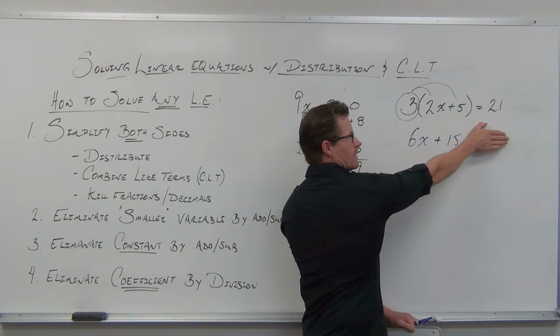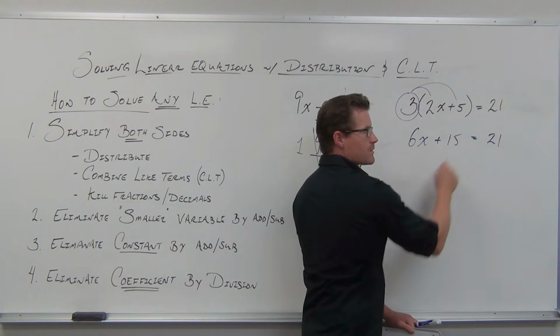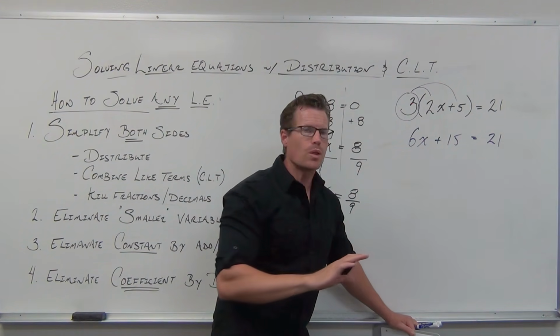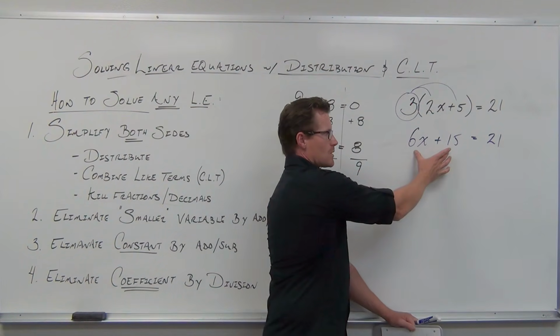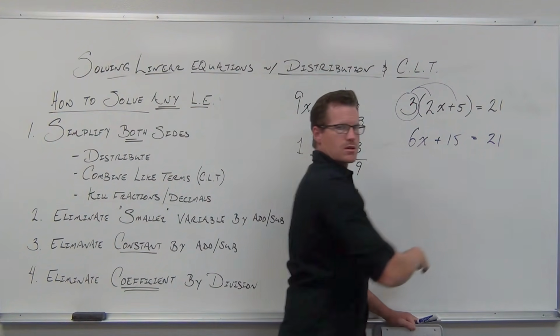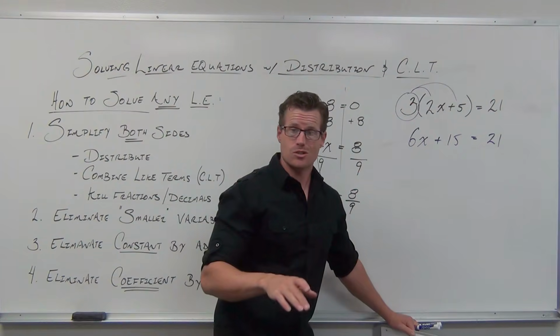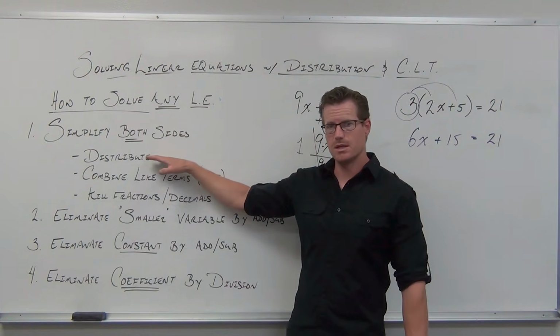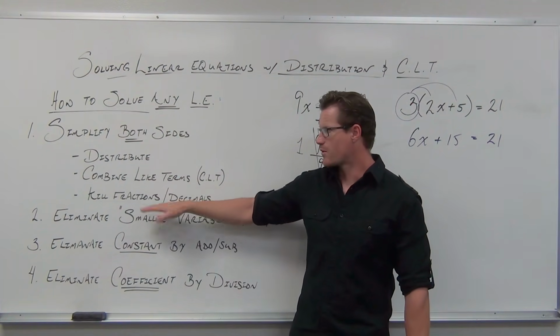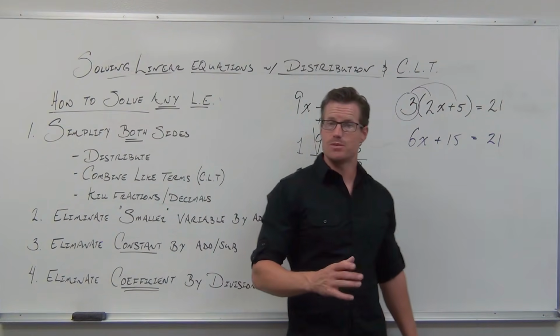Expressions are on one side or the other side. So there's no like terms in this problem. Those aren't like terms. No like terms exist. So we're done with step 1. We've distributed. There are no like terms. There are no fractions. Now we go to check step 2.